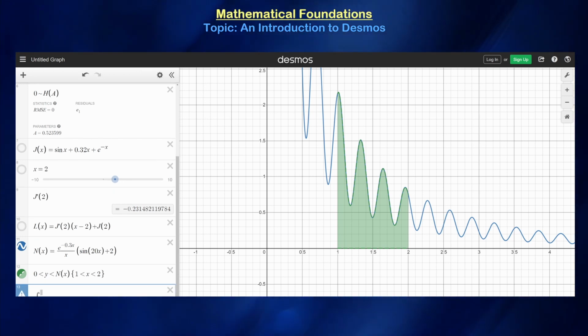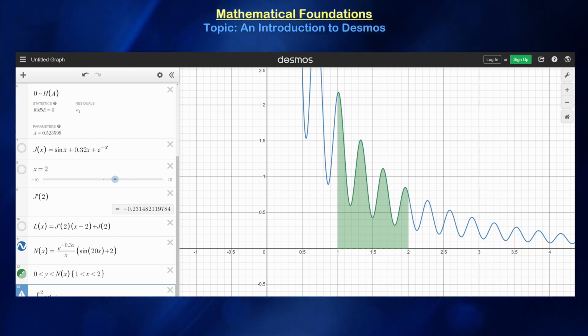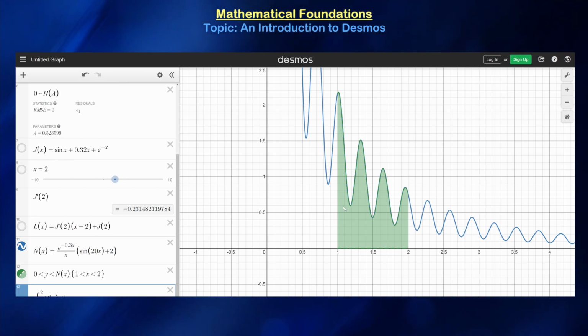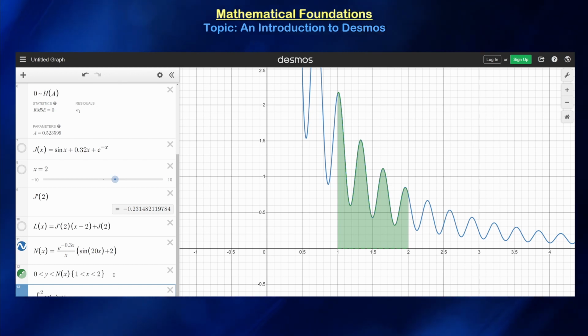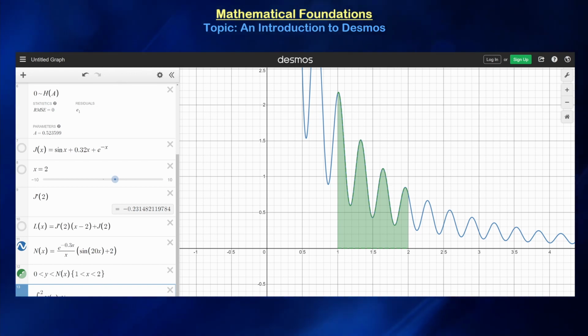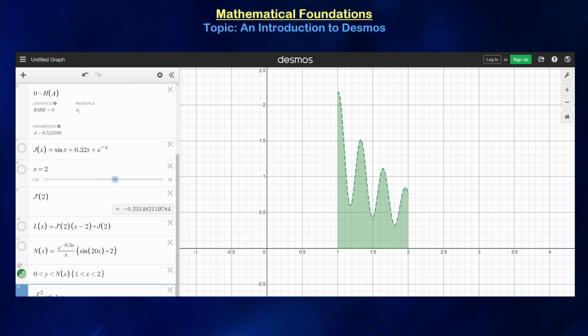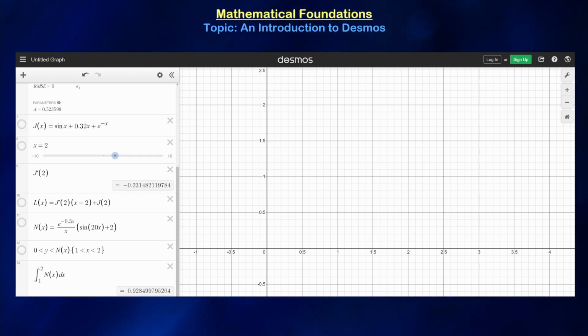So we want to integrate from 1 to 2, and which function do we want to integrate? We want to integrate N of x dx, and this is going to be the area that is shaded here in this picture in green. So integrals are also not that bad, and you can also do improper integrals with infinity and minus infinity, also with not that big of an issue. So that's how you can do integrals in Desmos, also not so bad.